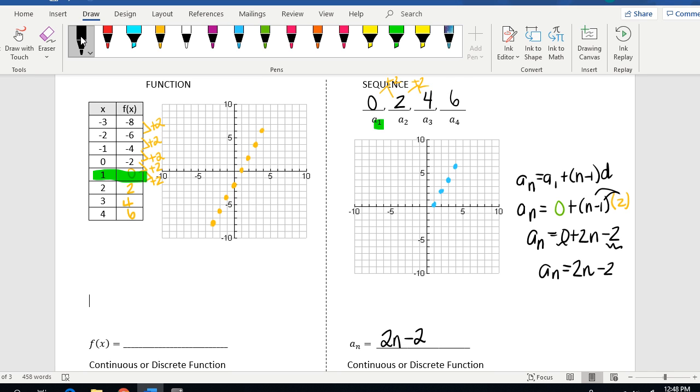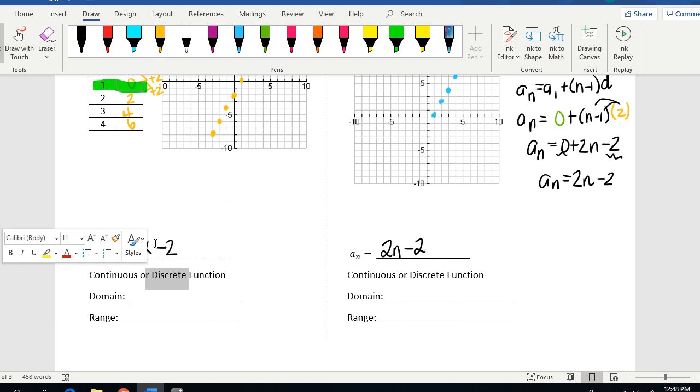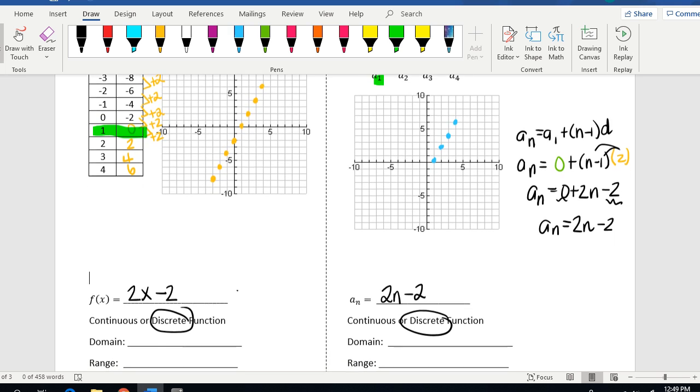To write it as a function, all I'm going to do is change a sub n to f of x and n to x. So this is going to be 2x minus 2. All right. Both of these are discrete because that's what this one told us in the problem. So discrete, and this one is also discrete because it's a sequence. My domain is just my x values, and my range is my y values in my table. Okay, so let's go write those.